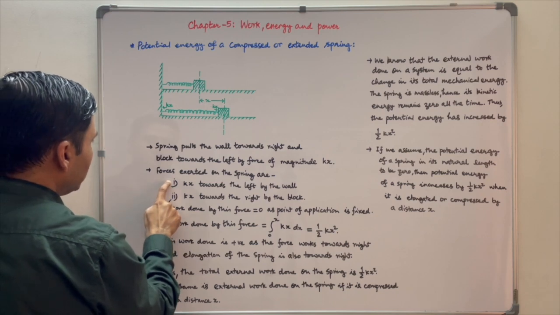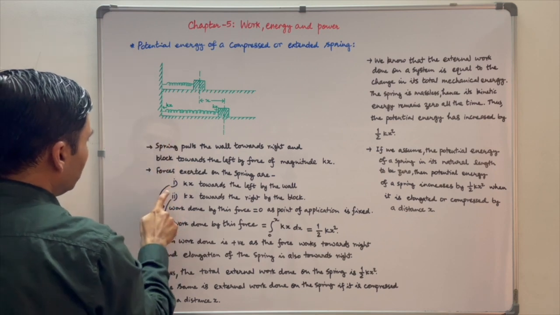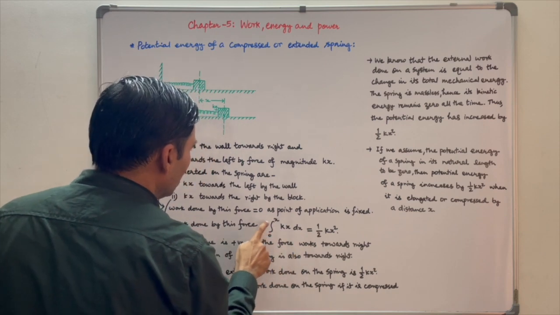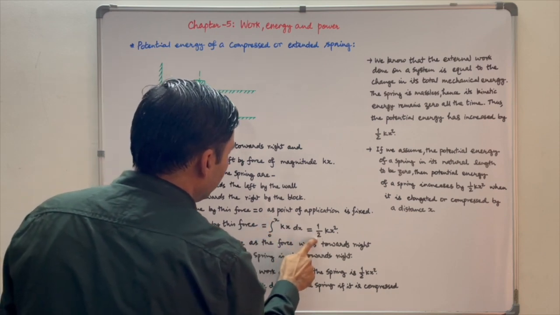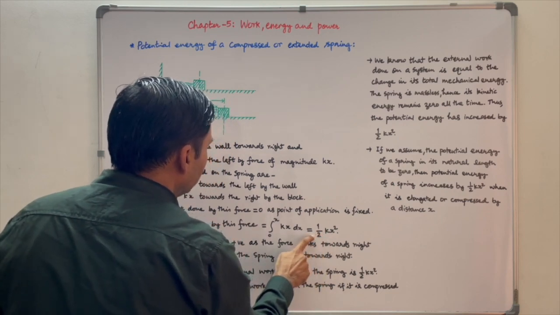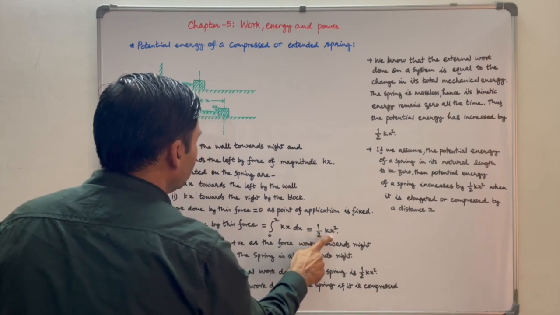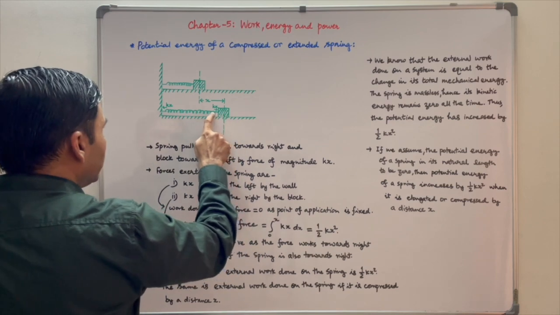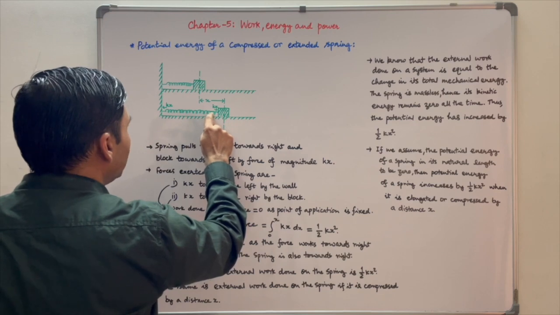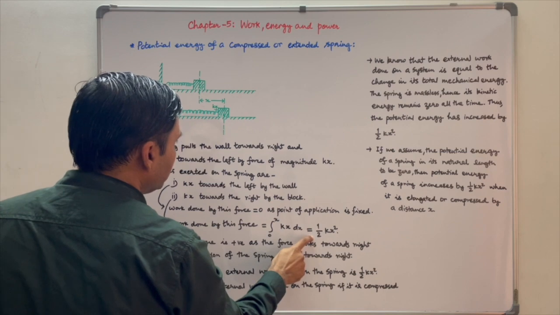Work done by this force is equal to 0 because the point of application of force is fixed, and work done by this force is equal to integration of kx dx from 0 to x, and that is equal to 1 by 2 kx square. So total work done on the spring by external forces is equal to 1 by 2 kx square. This work done is positive as the force acting on the spring is towards right and elongation of the spring is also towards right. So total work done on the spring will be positive and it is 1 by 2 kx square.